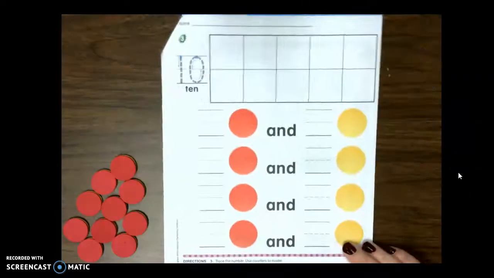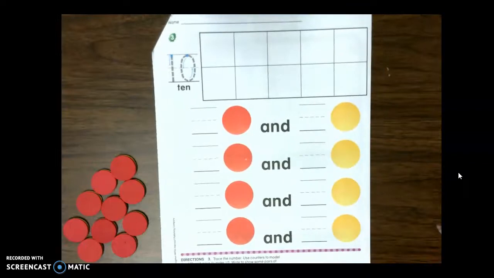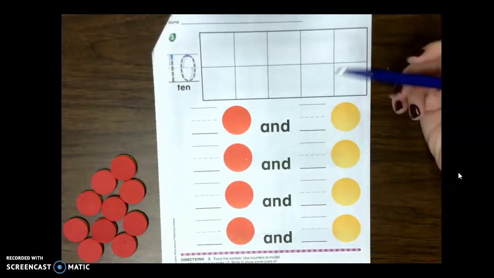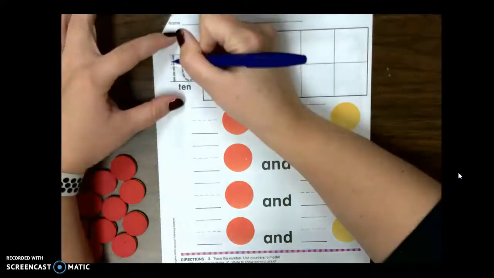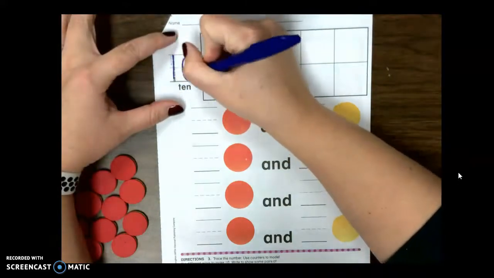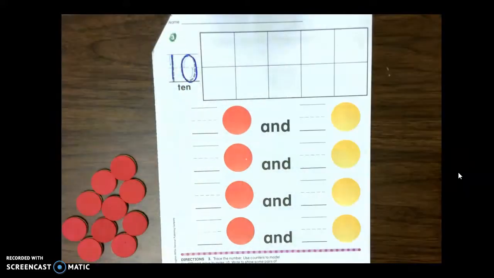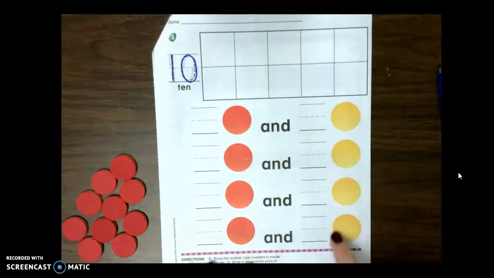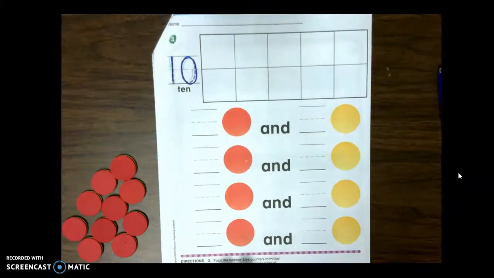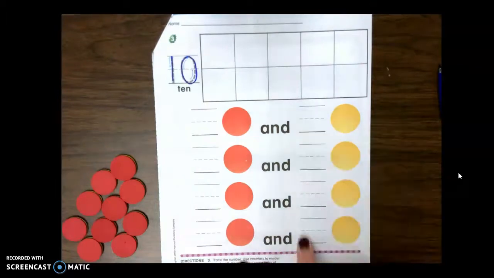Alright, let's flip over to this. We're going to show some different ways to make 10. I'm going to do the first one with you, and then you're going to come up with 3 other ways to make 10 on your own. Now this says reds and yellows. You might not have those colors on your counters. Just use whatever colors you have and show the 2 different numbers you put together to make 10.